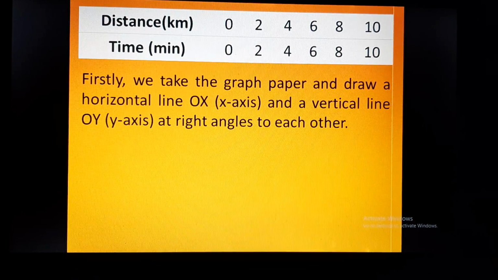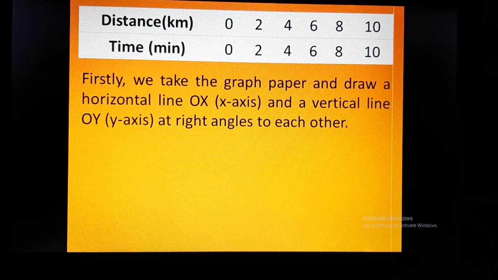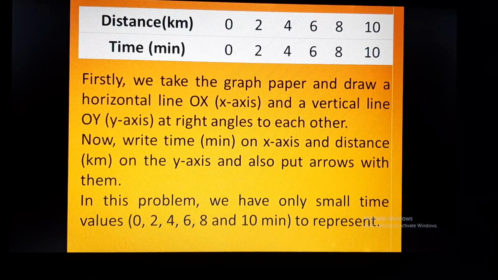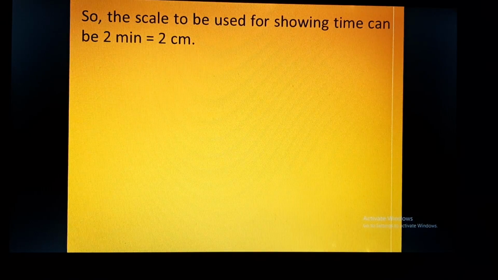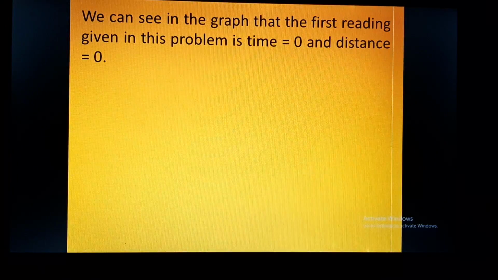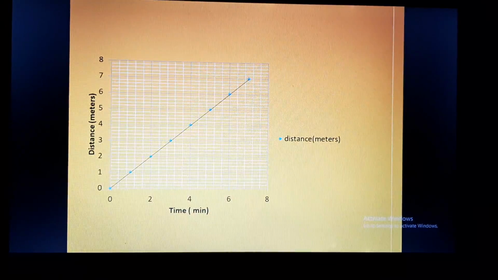So how to plot the graph? First we'll take a graph paper. We'll take two lines. One is the horizontal x-axis, another is the y-axis, which is at right angle, and the y-axis is a vertical line. Now we'll write time on the x-axis and distance on the y-axis. In this problem, we have only small time values to represent. So we'll take a scale on the graph paper: 2 minutes is equal to 2 centimeters. Now we'll mark the values and we will see how the graph will be plotted.